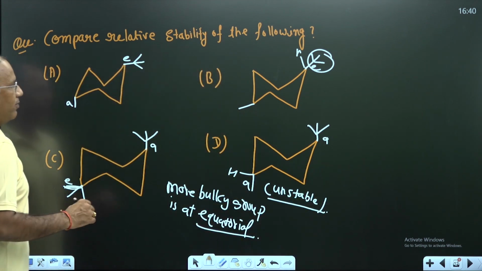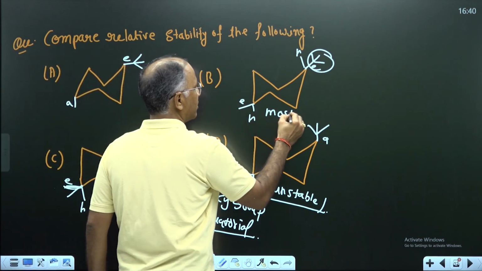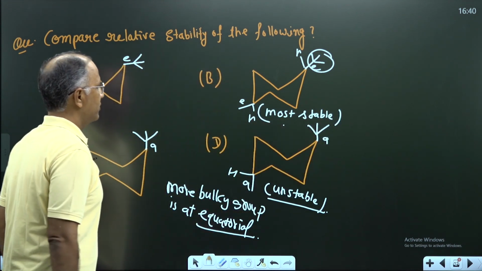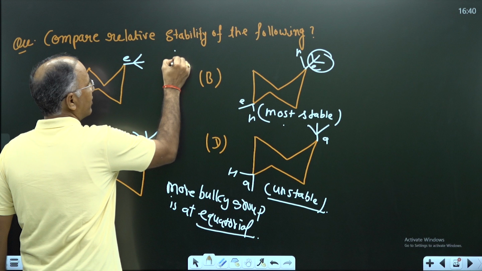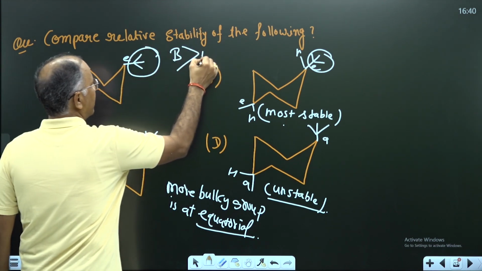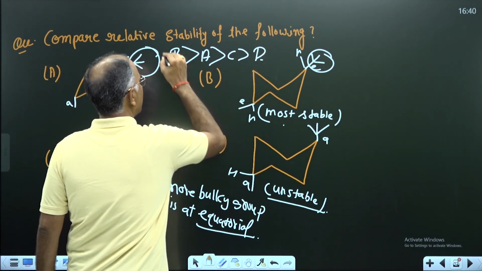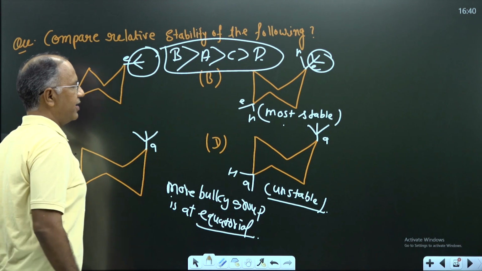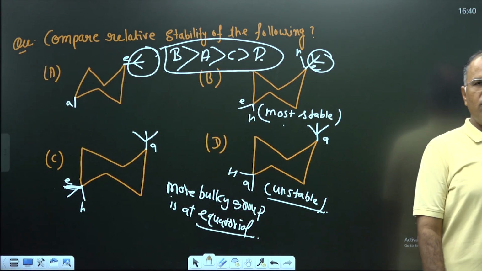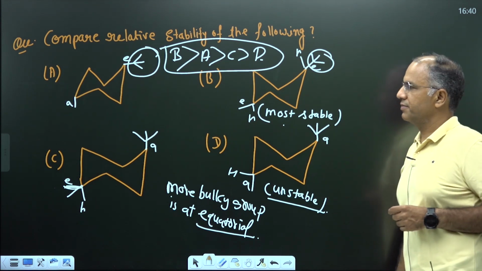And which is the most stable? Both are at equatorial. This is our equatorial. This is most stable. Then what will be the order? First of all, B, as the more bulky group must occupy equatorial. Then A, then C, then D. This is the decreasing order of relative stability. What you have to do: more bulky group at equatorial position, and the more equatorial positions, the more stable.